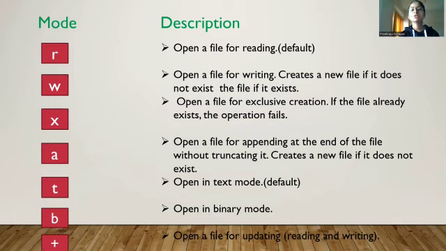Append mode. It is used to open a file for appending at the end of the file without truncating it. Creates a new file if it does not exist. T mode, it is used to open in text mode. B mode, it is used to open in binary mode. Plus mode, it is used to open a file for updating, both reading and writing.